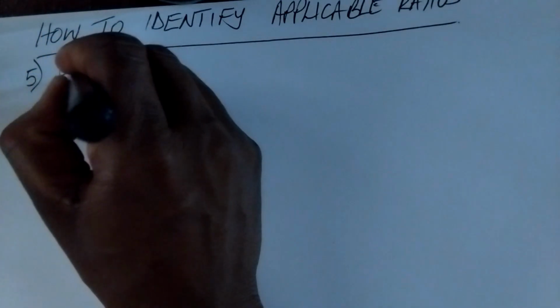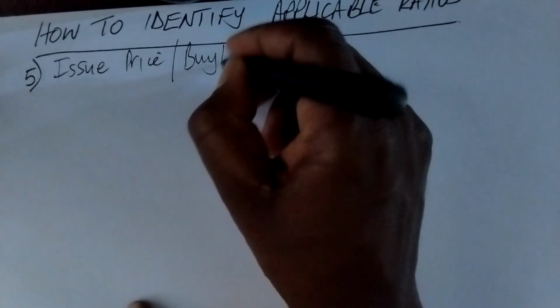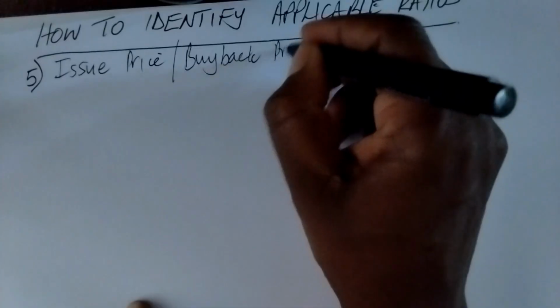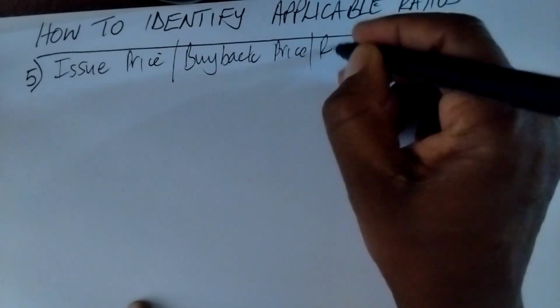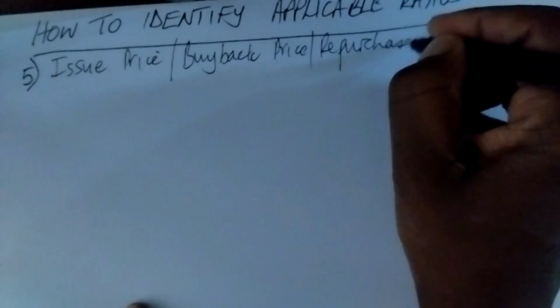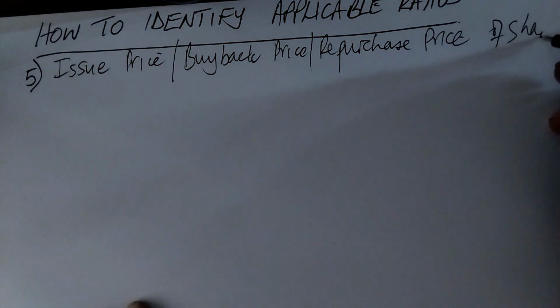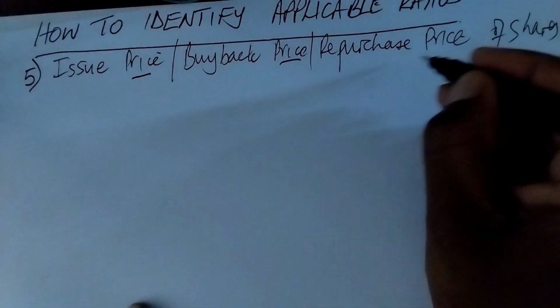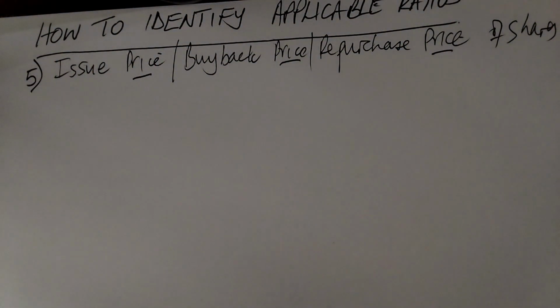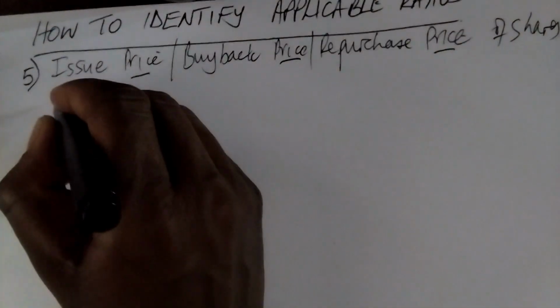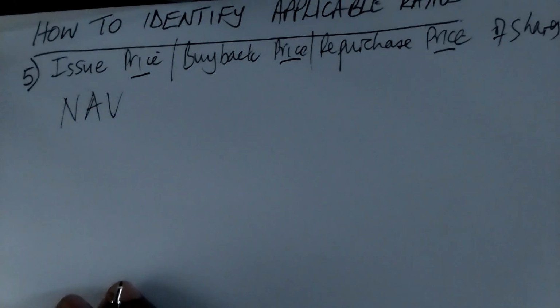Right, as we continue with how to identify applicable ratios, the next category you need to look out for is if they ask you to comment on the issue price of shares, or they can say buyback price, that we also call repurchase price. Here we're talking of the price of shares. So if you see price there, they want you to comment on buyback price, issue price, repurchase price. The first indicator is the NAV, the net asset value.